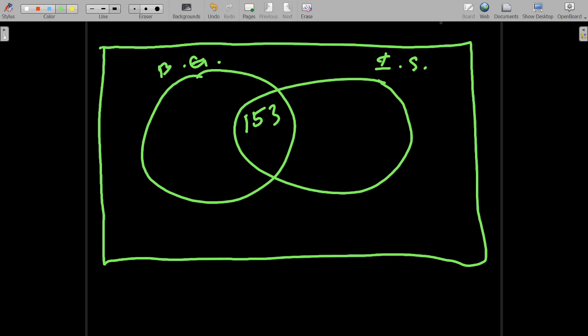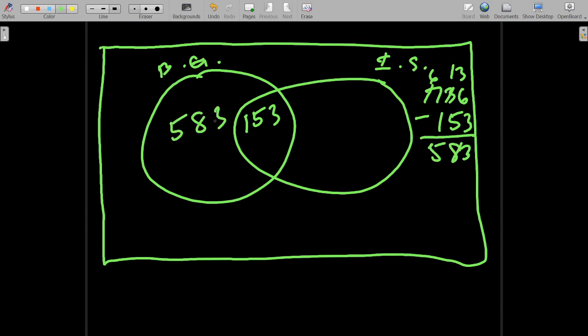And still in the problem, there were 736 households watching Big Game. So if we subtract 153 from 736, the value that we will get is the number of households watching Big Game only. So this is 3, this is 13, this is 8, this is 5. Therefore, there are 583 households watching Big Game only.